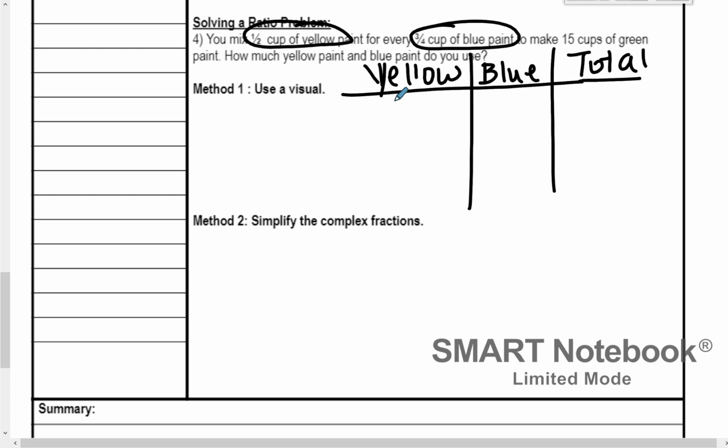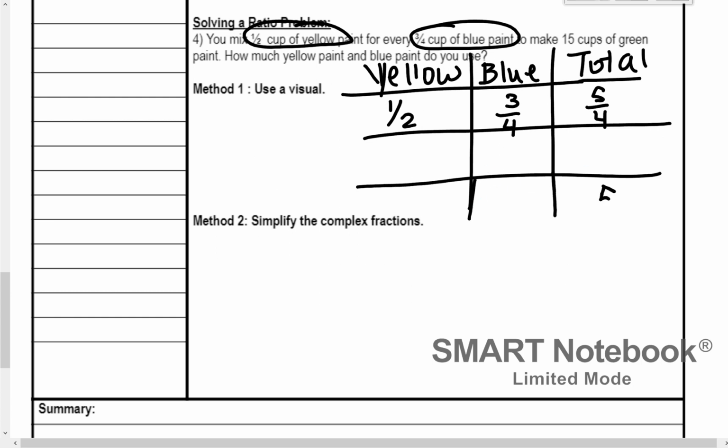Okay, so yellow was 1/2, blue was 3/4, and total, since 1/2 is equal to 2/4, that gives us 5/4 cups of paint. Because 1/2 plus 3/4 gives us that 5/4. All right, now we want to get to 15. So we have to play around with this number over here to try to get it down to 15.